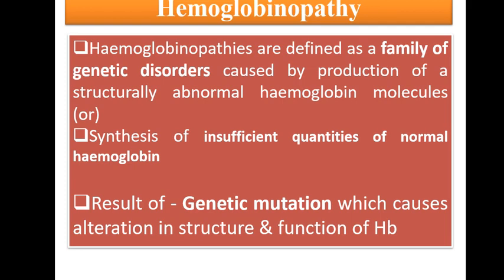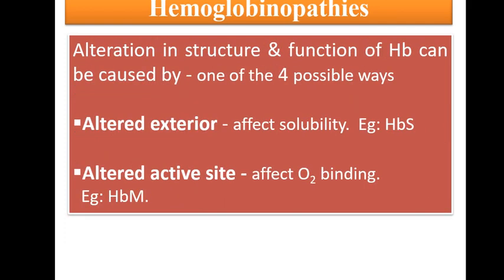So this is a result of genetic mutation. Hemoglobinopathy is a result of genetic mutation which causes alteration in structure and function of hemoglobin. Now, alteration in structure and function of hemoglobin can be caused by one of four possible ways.